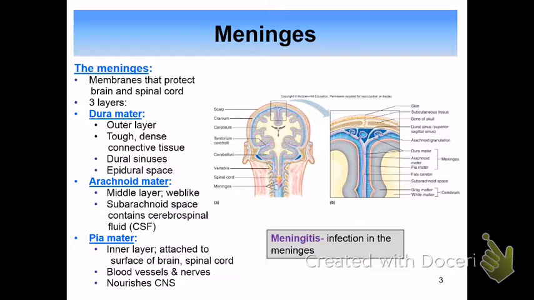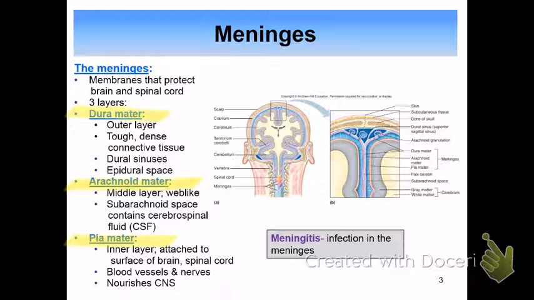You have the dura layer, which is closest to the bone, so the outside layer. You want to know these in order: dura layer, arachnoid, and pia. So that's the 3 layers. You have 3 layers all around the brain, and those 3 layers together we call the meninges. Dura is outer, arachnoid's in the middle, pia is on the inside.